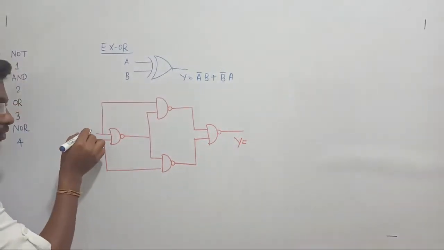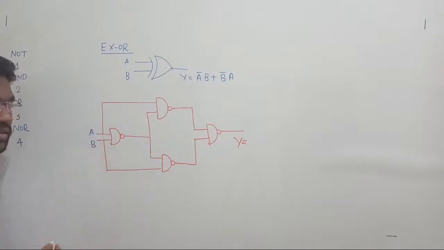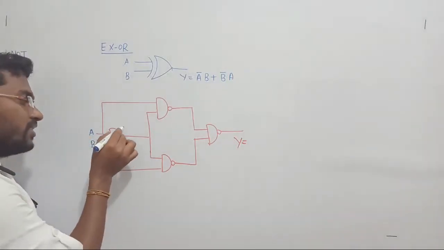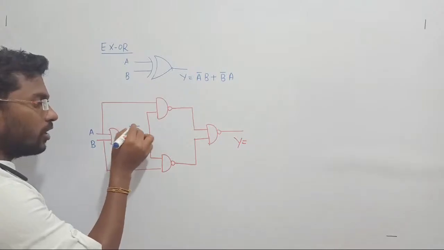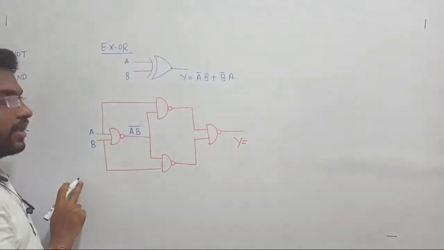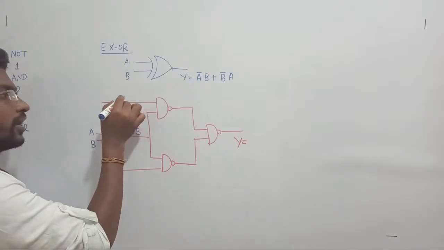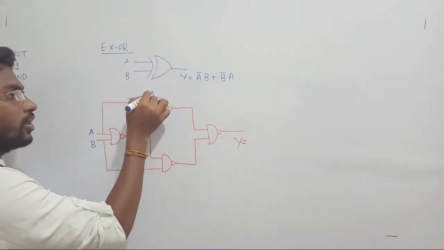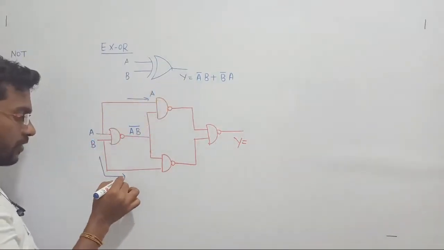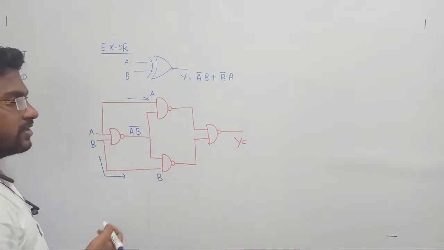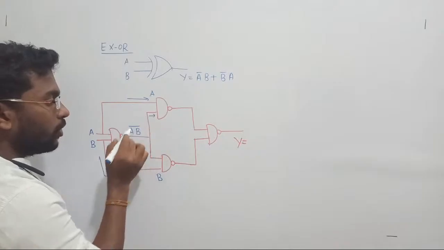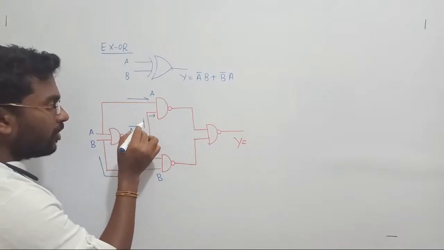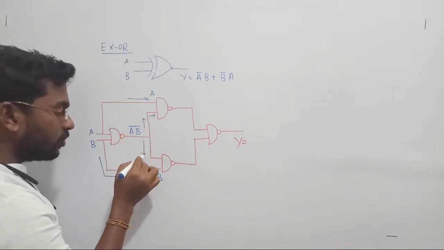Here I am going to give A. Here I am going to give B. Let us see what is happening. What is the output of this first NAND gate? We are going to get A dot B whole bar. This is the output of the first NAND gate. Whereas this A will go here, this A will also go here, this B will go here, and here also we are going to get B. Down here, the input A dot B whole bar will go here, as well as it will also go here.